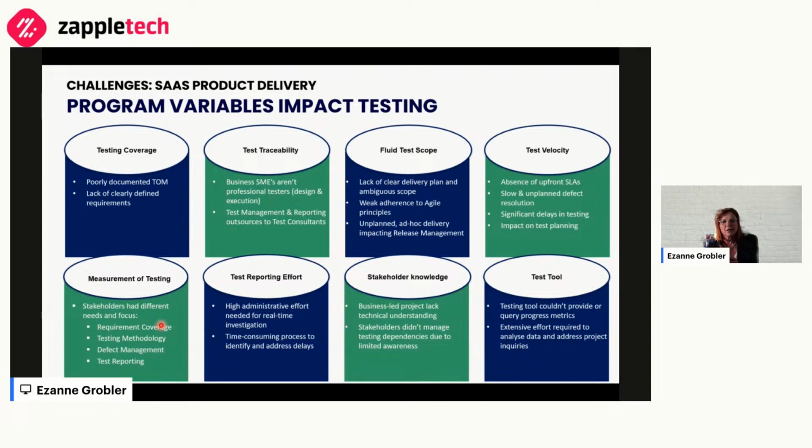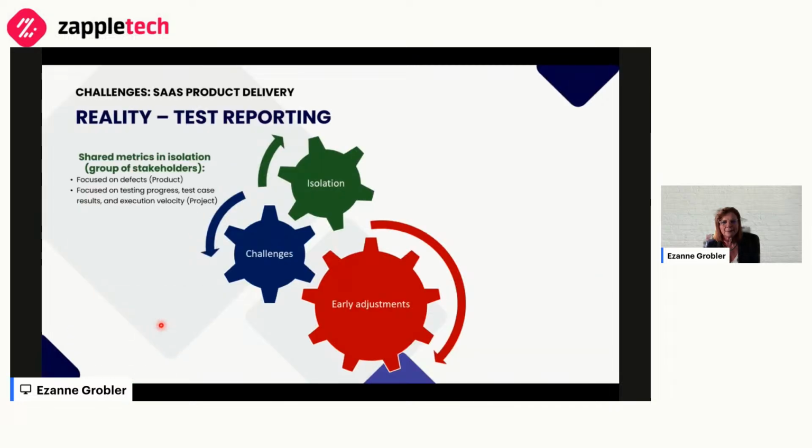Last but definitely not least is the tool that the company, or both parties, or the program decided to use. It wasn't testing friendly and couldn't really provide us with queries and the ability to run queries against the database. And the effort again to pull the testing information out of this tool was really problematic.